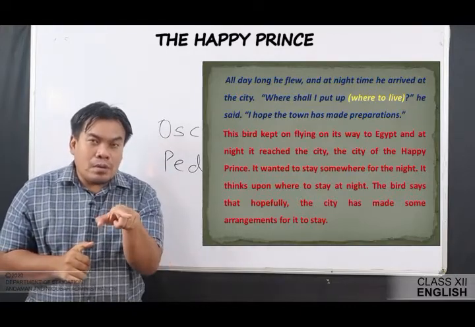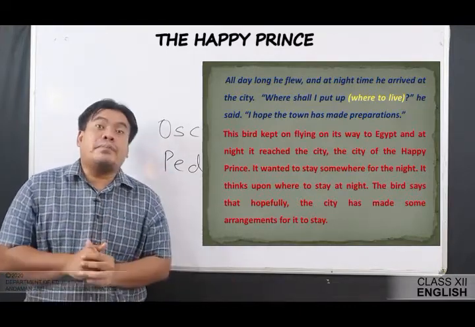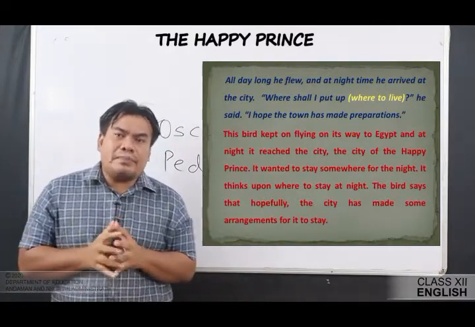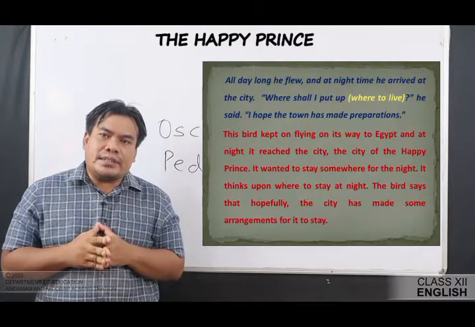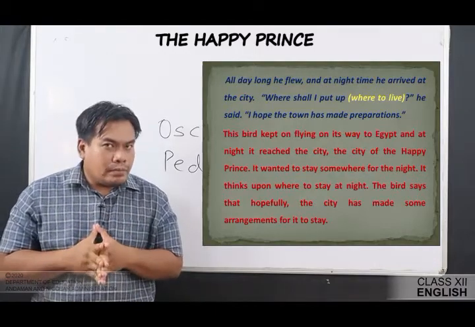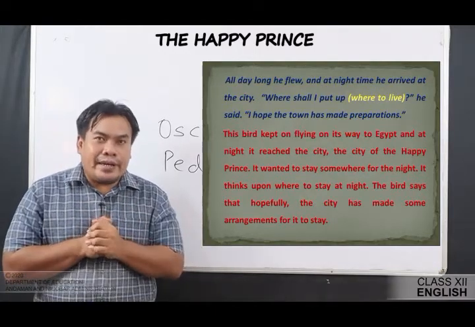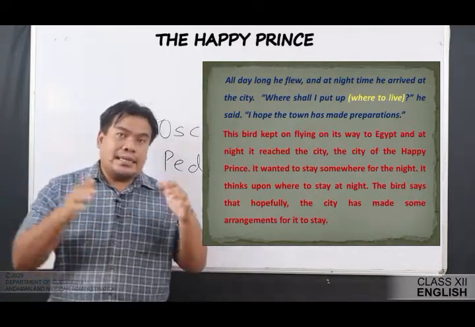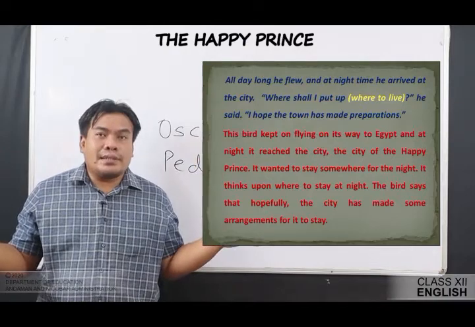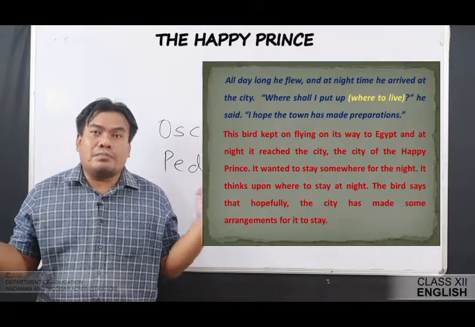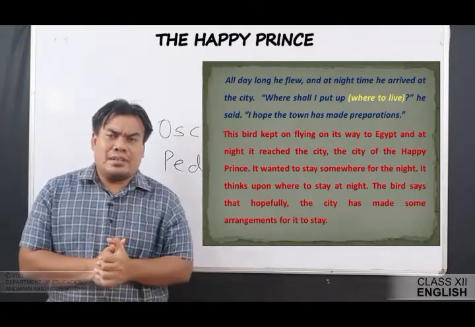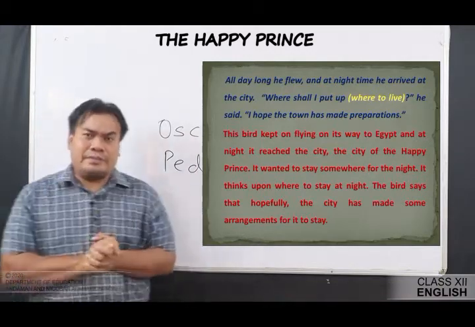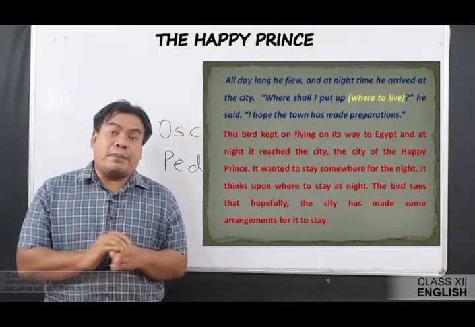Remember what a swallow is? It's a tiny bird. So this bird kept on flying on its way to Egypt, and at night it reached the city of the happy prince. It was traveling, right? And on its way to Egypt, it just stopped in one place called the city of the happy prince. Remember I told you the happy prince, the statue? Yes. It reached the city of the happy prince.